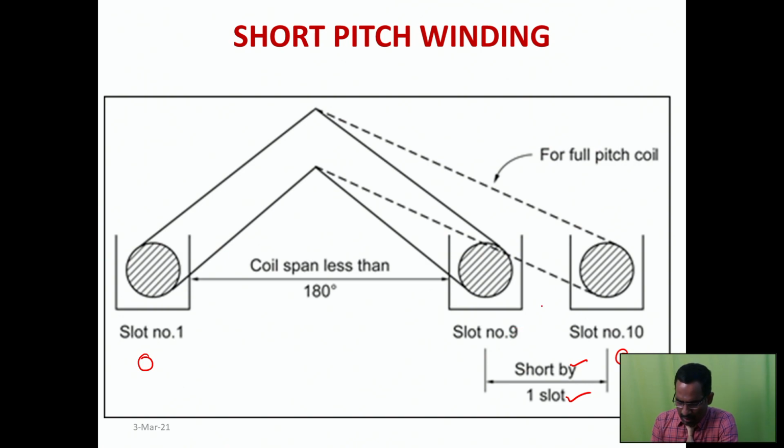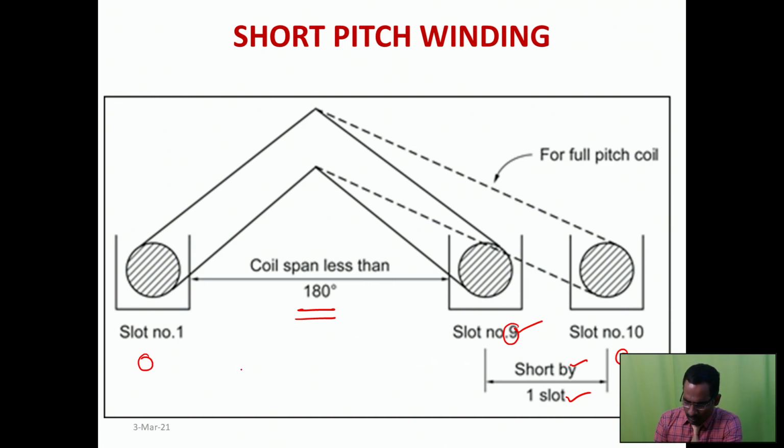Now the next coil side is kept at slot number 9, so it is shorted by 1. Here the pole pitch is not equal to 1 full pole pitch. It is not equal to full pole pitch, or the electrical degree is not exactly 180 degree. It must be less than 180 degree. Then how shall I calculate how much angle it is shorted?